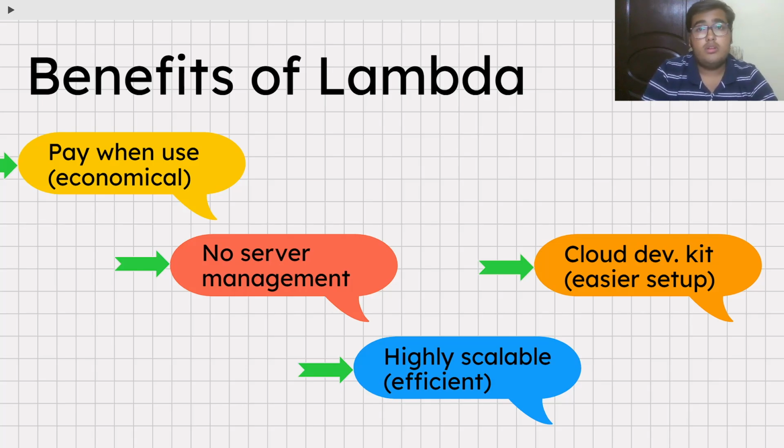Thirdly, the application is highly scalable. It means that depending on the number of users you have, your application is automatically going to scale up. You don't have to care about your servers or the backend computational power to make your application work. Lastly, you don't have to set up any environments for your coding, whether it is Python or JavaScript. Everything is taken care of by a cloud development kit. It allows you to write your Lambda functions without setting up anything.